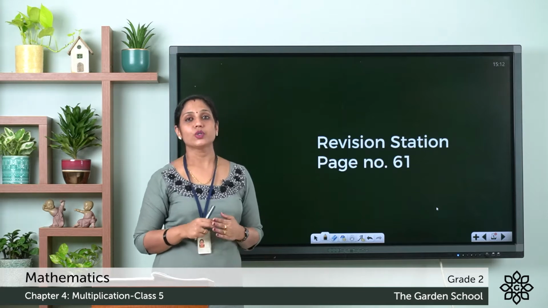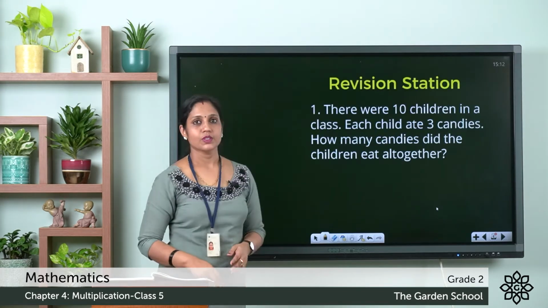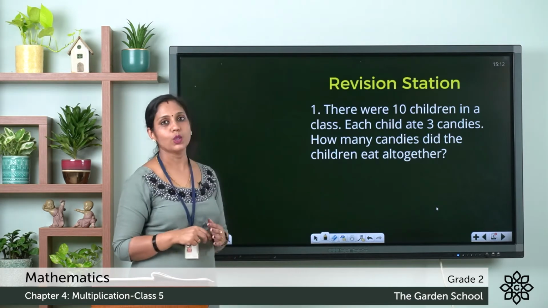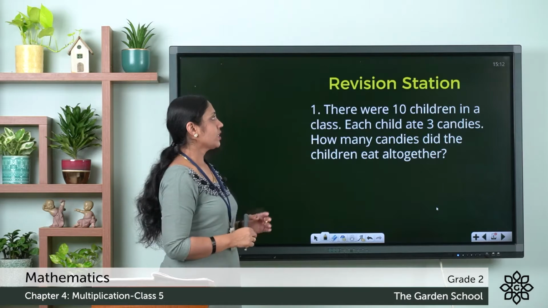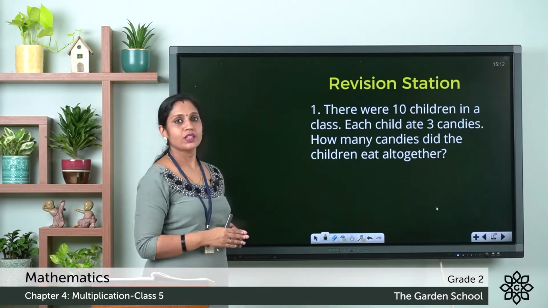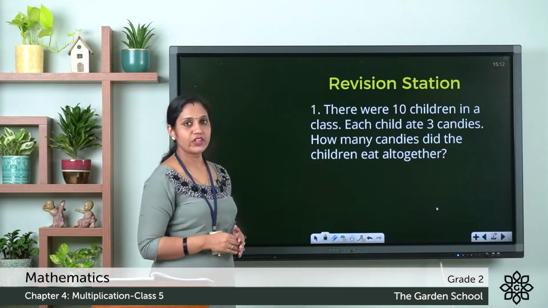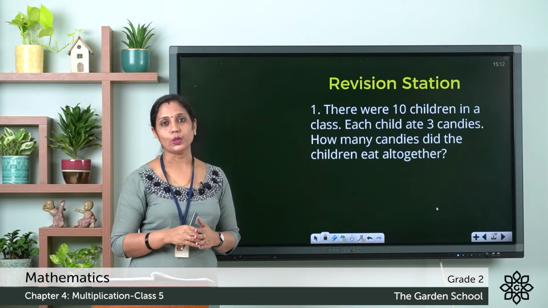Next, let's move on to the revision station, page number 61. So first, we have the word problems. So let's read out the question. The first question, there were 10 children in a class. Each child ate 3 candies. How many candies did the children eat altogether?